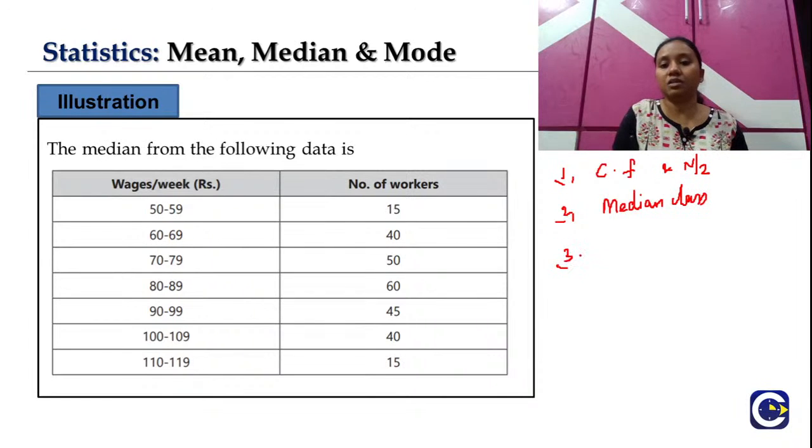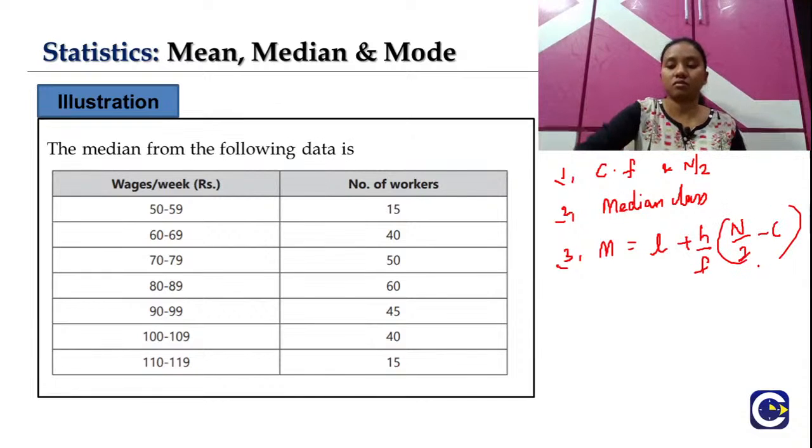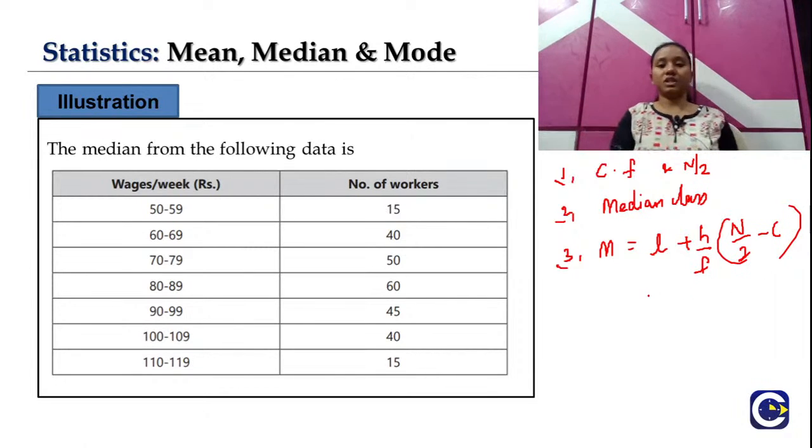And then finally, the median. So what is the median formula? L plus h by f, n by 2 minus C. So this is the median formula for a continuous distribution.